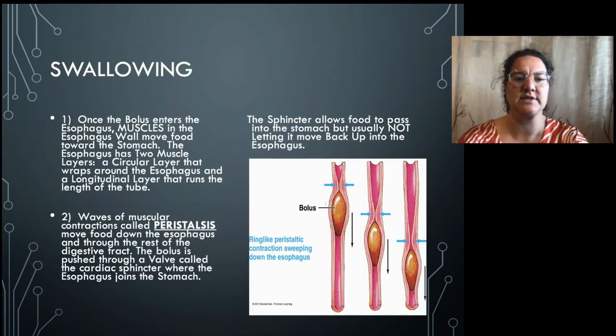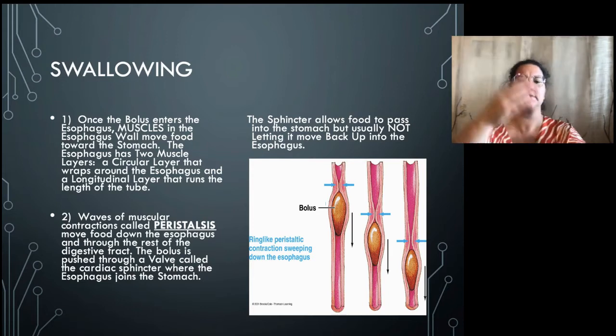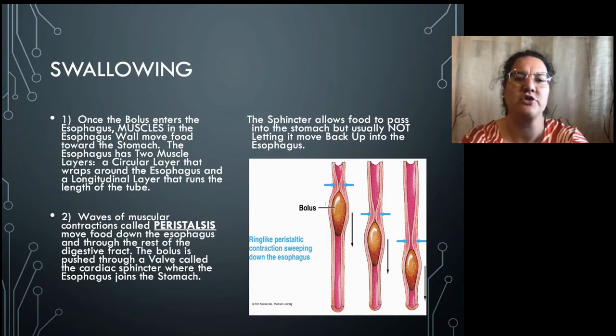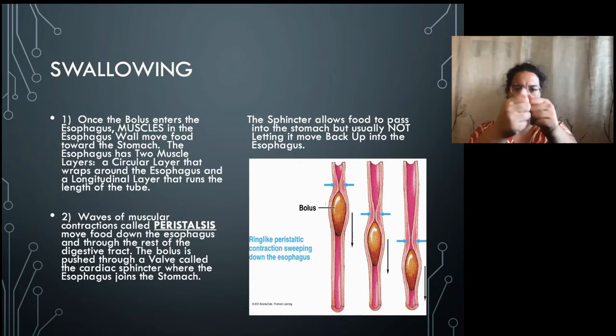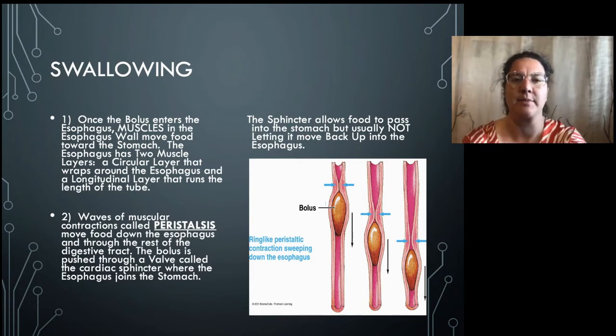So once the bolus enters the esophagus, muscles in the esophagus wall move food towards the stomach. There are two muscle layers, one that runs the length of the esophagus and one that runs around the tube. These waves of muscular contractions, called peristalsis, move food down the esophagus. So our muscle contractions have to move in order to move food down. Imagine trying to get the last toothpaste out of a toothpaste tube, right? We want to start at the bottom and work our way to the top. We can't just randomly squeeze the tube and hope that it's going to come out.